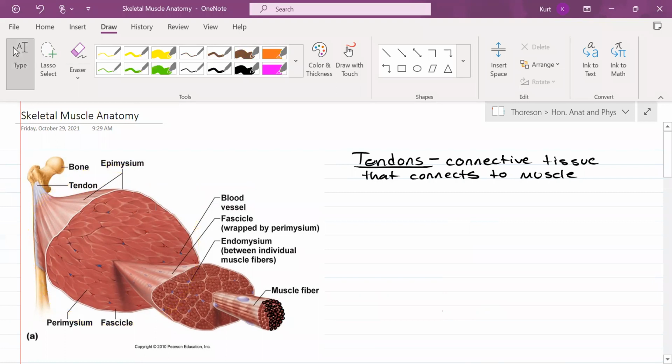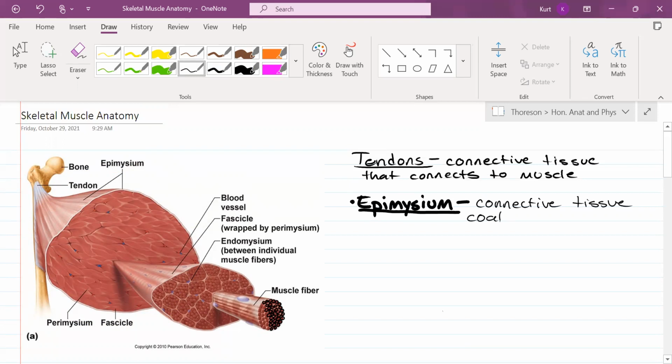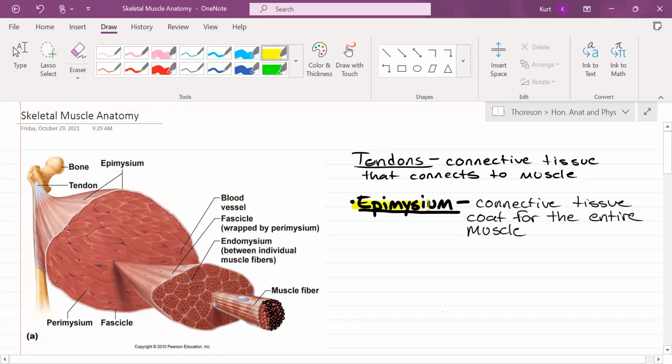Okay. Next thing we are going to cover is the epimysium. The epimysium is a connective tissue coat on the muscle. What does the prefix epi mean? Think of the epidermis. On top. Basically means on top. I'm going to color the epimysium. Here it is. I'm highlighting it in yellow.